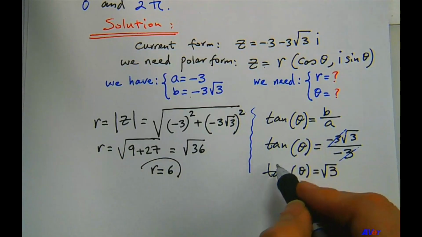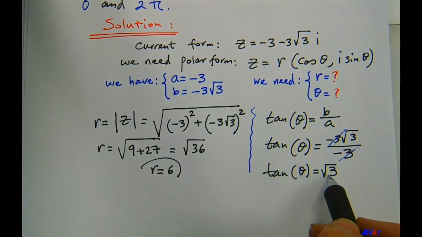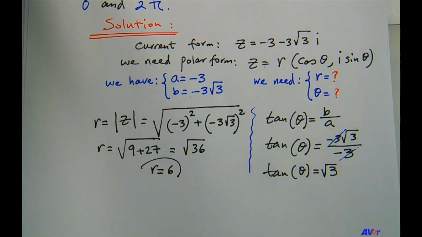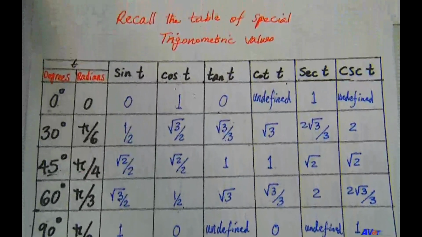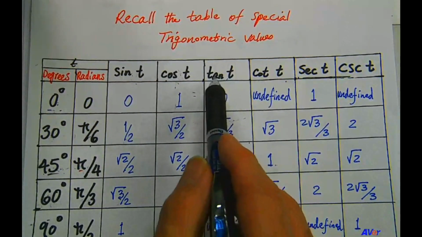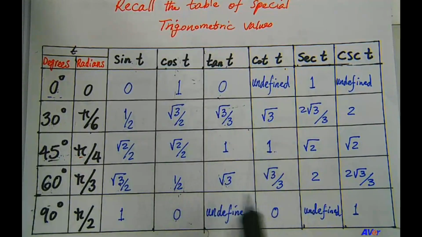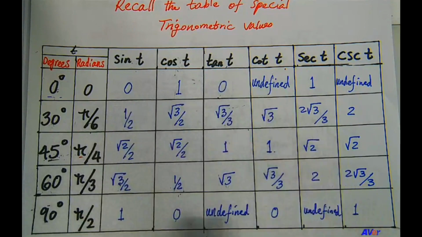So we're almost close here to finding theta. Tangent of theta equals square root of 3 looks familiar, doesn't it? Where have we seen this square root of 3 before? We have seen it in the special table of trigonometric values, all these helpful reference angles that have been helping us all along. For tangent, where does square root of 3 appear? Eventually, if not already, you will memorize these.